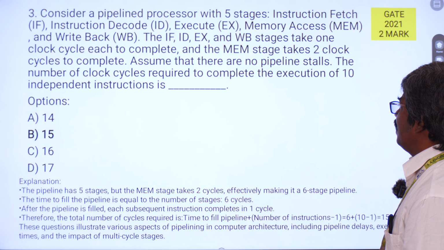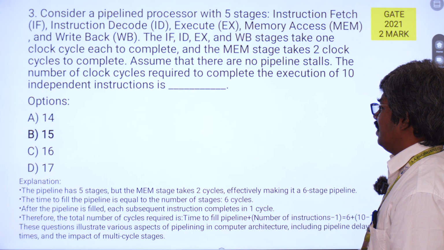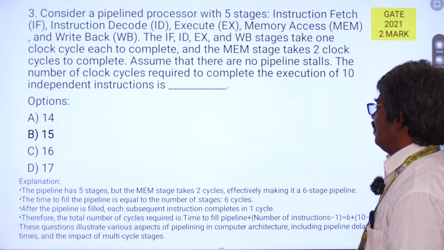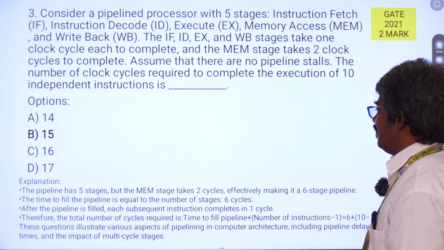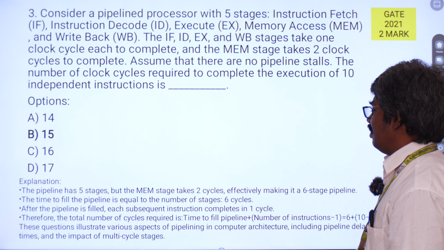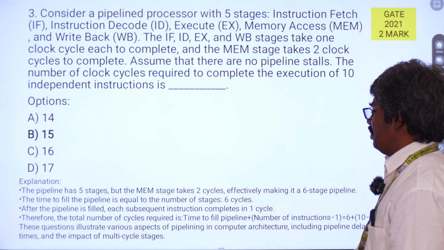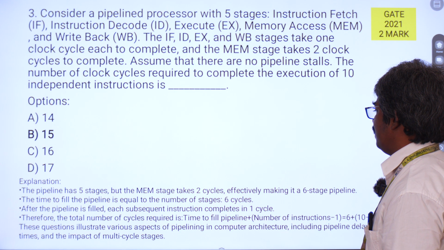Assume that there are no pipeline stalls. The number of clock cycles required to complete the execution of 10 independent instructions is as follows. The pipeline has 5 stages but the memory stage takes 2 cycles, effectively making a 6-stage pipeline. The time to fill the pipeline is equal to the number of stages, that is 6 cycles. After the pipeline is filled, each subsequent instruction completes in 1 cycle. Therefore the total number of cycles required is the time to fill the pipeline plus the number of instructions minus 1, that is 6 plus 10 minus 1, which is equal to 15 cycles.